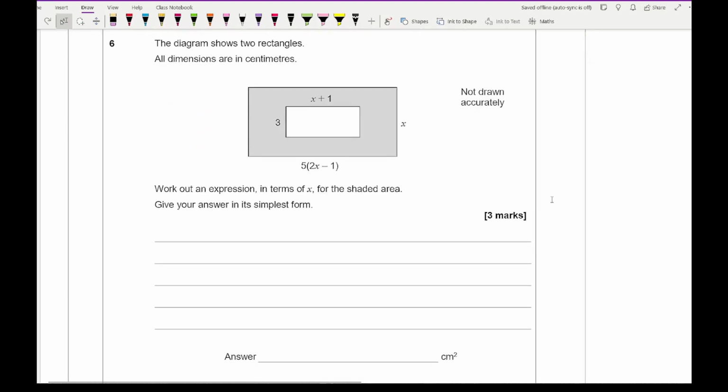Moving on to question 6, it says the diagram shows 2 rectangles. All dimensions are in centimetres, and it says work out an expression in terms of x of the shaded area. Give your answer in its simplest form. Now the shaded area is the area of the big rectangle minus the area of the small rectangle.